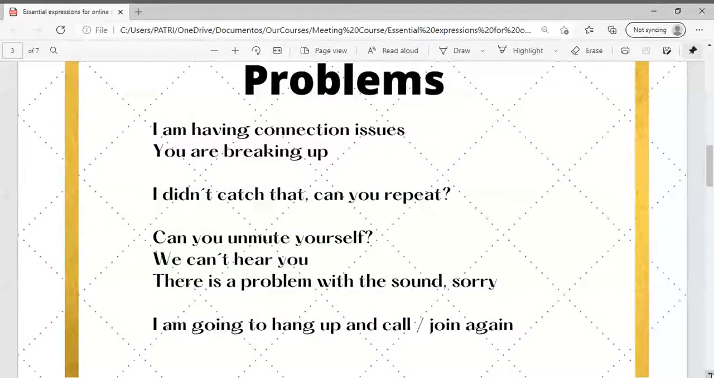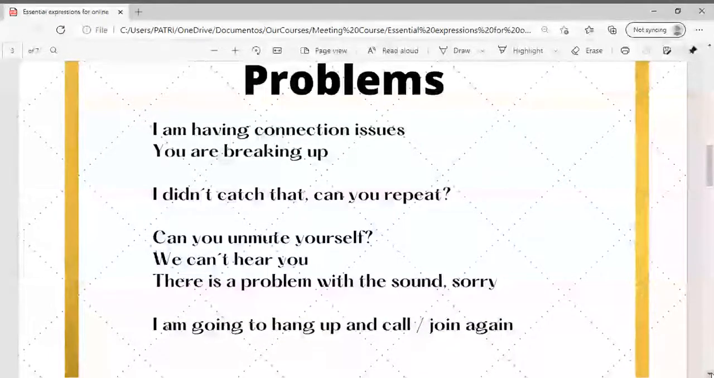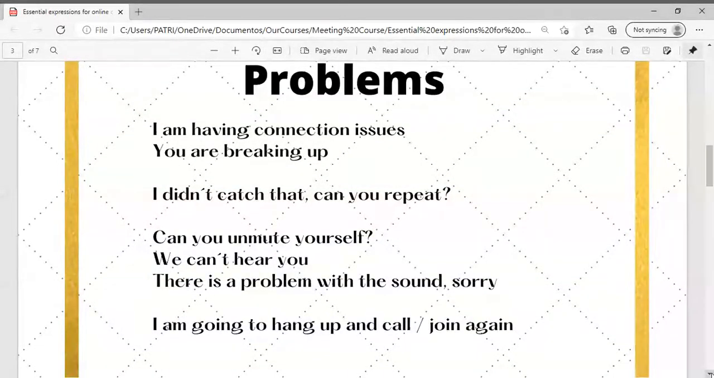If it's problems with your connection, you can say, I'm having connection issues, or are you having connection issues? We have some connection issues. We have some connection problems, okay? You can say, you are breaking up. And this is specifically if the connection is breaking a little bit, you know, people are sounding like robots, or you're missing some things. So you use this directed at the person. You are breaking up, not the connection is breaking up. It's more natural to say you. So you are breaking up. It's difficult to understand you, for example. You are breaking up. I didn't catch that.